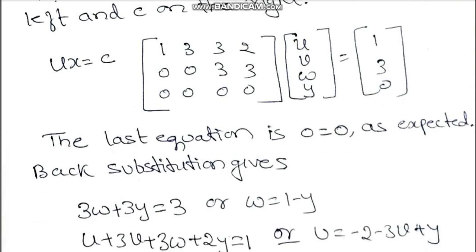So how do you write the solution? You just write the matrix multiplication and write the equations. We usually start with the last row. Here all entries are 0, and 0 multiplied with all the variables equals 0. That means the last equation, 0 equals 0, is satisfied. The second equation is 3w plus 3y equals 3. That tells you that w equals 1 minus y.